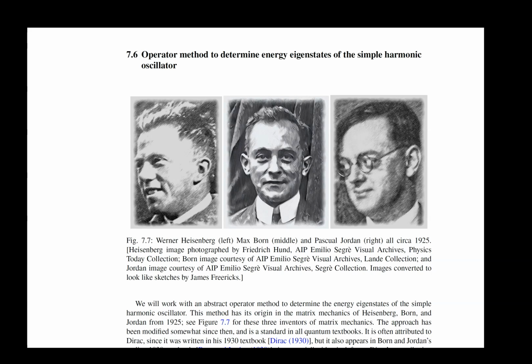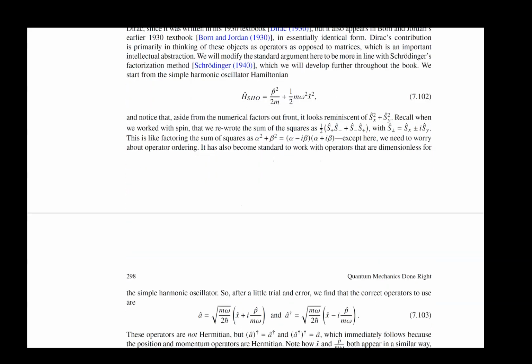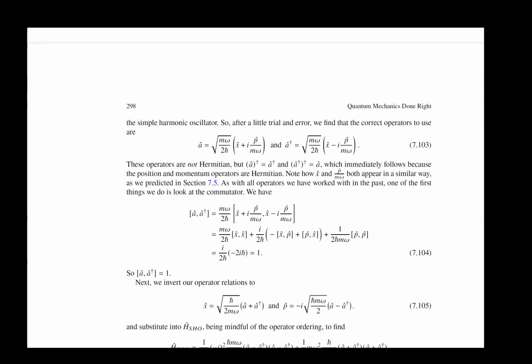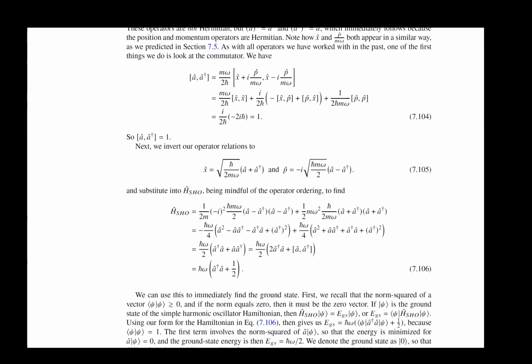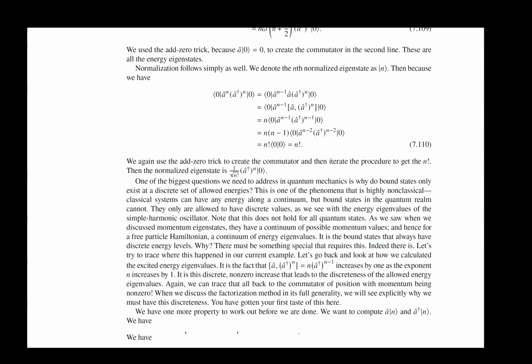Many of you might have learned that this came from Dirac, but that's completely wrong. It comes from these three gentlemen, Heisenberg, Born, and Jordan, and they worked it out in the context of matrix mechanics, but essentially the ideas that they use there are the ideas that we can use in order to get the energy eigenstates of the harmonic oscillator. The strategy we use is a little bit different, and we go through all the details of exactly how that works.